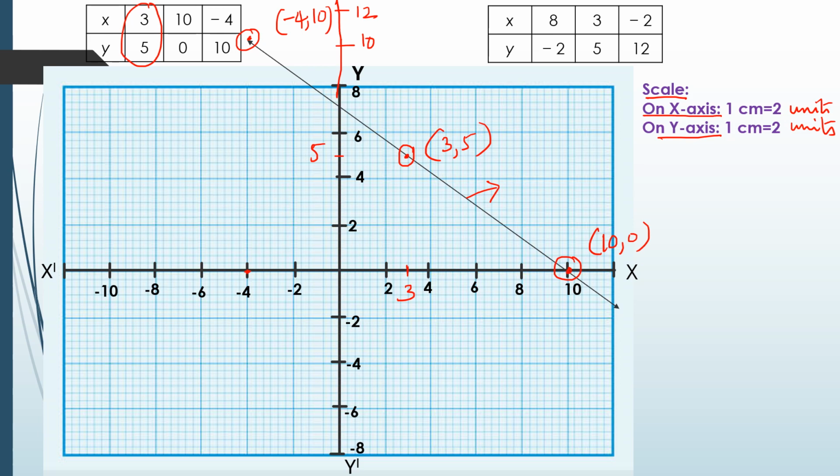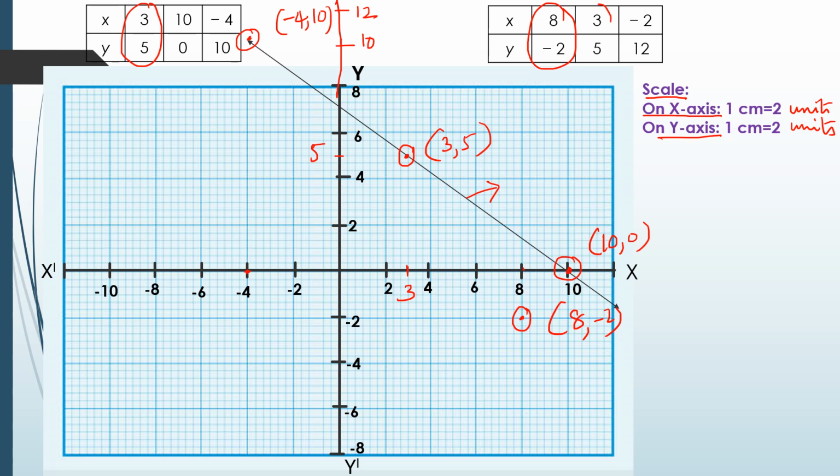So next we move on to the second equation. Let us plot the points for the second equation. The first point is 8, minus 2. So 8 on the x-axis and minus 2 on the y-axis. When they meet each other, this point lies in the fourth quadrant. So that is 8, minus 2. We need to mark this point in the fourth quadrant.